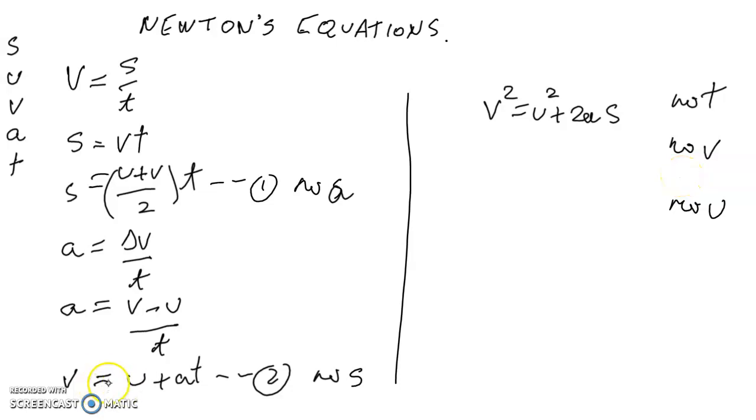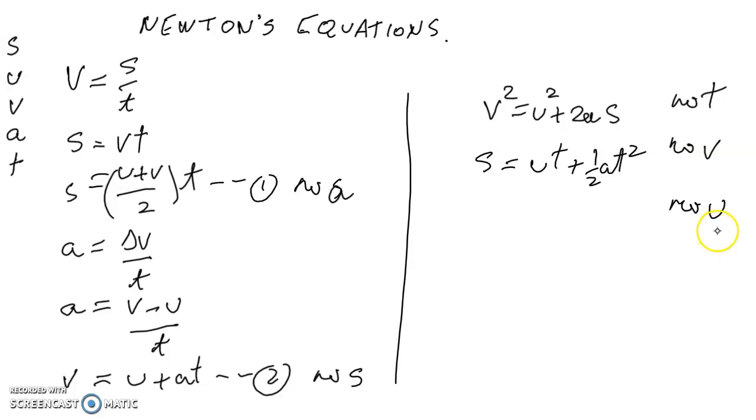All right? How do we get the one with no v? Well, instead of v in equation 1, you put u plus at from equation 2. All right? So you put u plus at in place of v in the first equation, and you get s equals ut plus a half at squared.